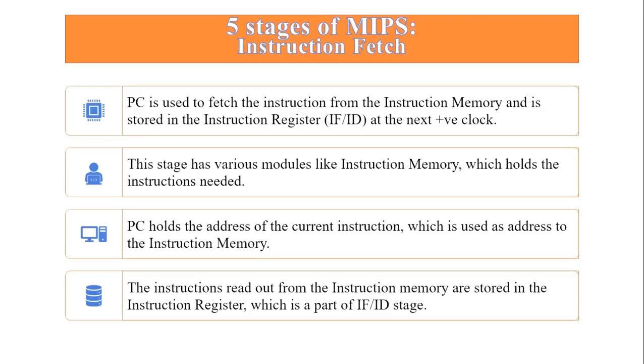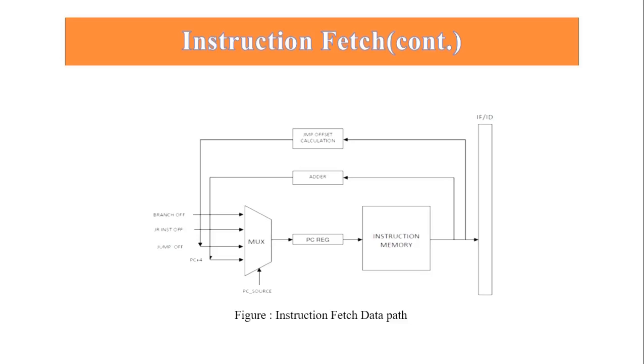There are 5 stages of MIPS. Instruction fetch is used to fetch the instruction from the instruction memory, and it is stored in the instruction register. The stage has various modules like instruction memory, which holds the instructions needed. The instruction read out from instruction memory is stored in the instruction register, which is a part of instruction fetch and instruction decode stage. This is the block diagram of instruction fetch.